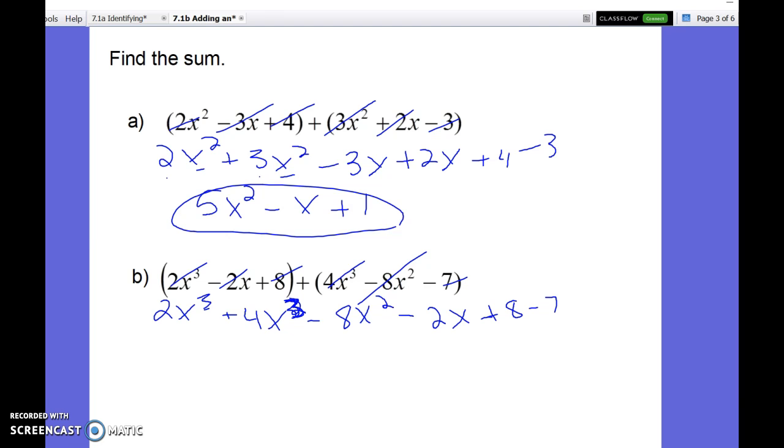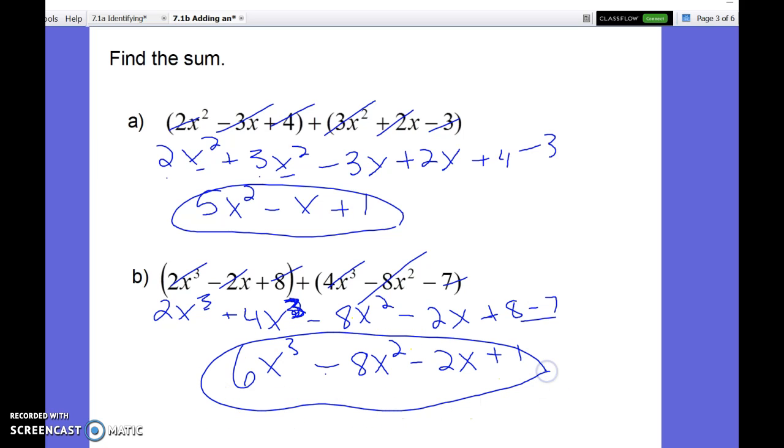So 2x cubed plus 4x cubed, well, that gives me 6x cubed. Okay, I only have 1x squared, so I'm just subtracting 8x squared. That doesn't change. Neither does my negative 2x, but I can combine 8 minus 7, which is just 1. So 6x cubed plus 8x squared minus 2x plus 1.